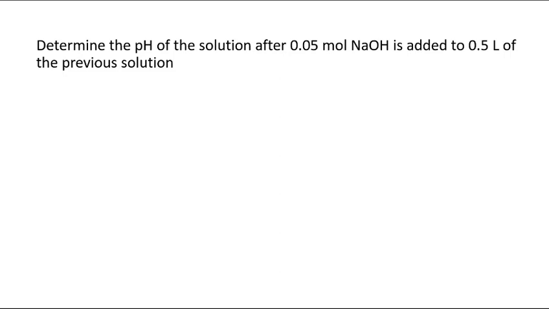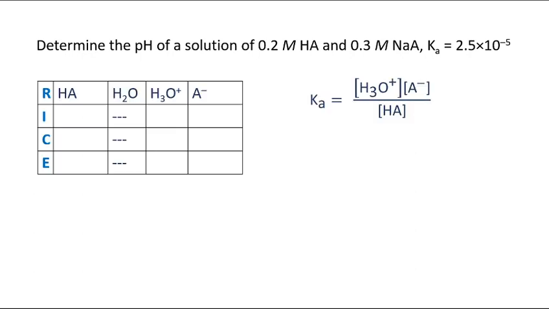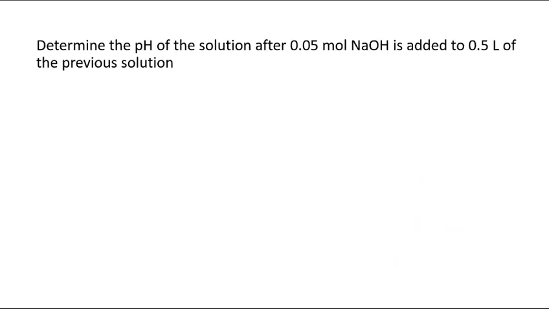So, determine the pH of a solution after 0.05 moles of sodium hydroxide is added to 0.5 liters of previous solution. In this case, the previous solution is my buffer that I created in this previous setup, whenever I was asking about the 0.2 molarity HA and the 0.3 molarity of the sodium A. And I went through all these steps, and again, check out the previous video. I went through them much slower.